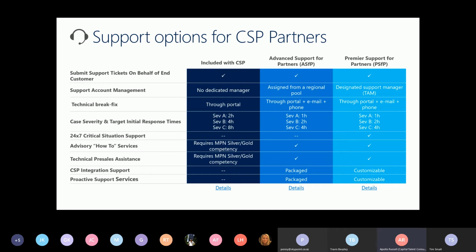Okay, so respectively for severity A, B, and C, the response times will be 2, 4, and 8 hours. There's no critical situation support, but if you have an NPN Silver or Gold competency, then you do get the how-to advisory services, like how do I do this in Azure. And also you receive the technical pre-sales assistance, which is what I'm talking about.